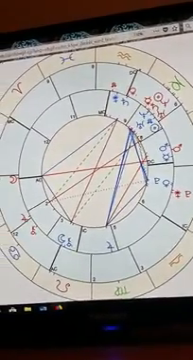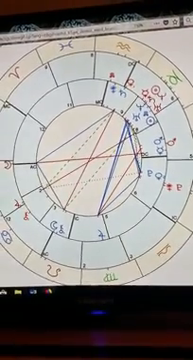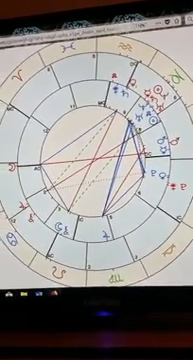Like I said, I will be going over more in-depth descriptions of certain aspects. This is sort of more of a broad overview, but I hope this was helpful.